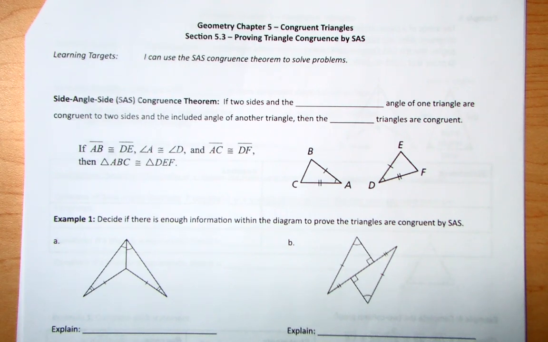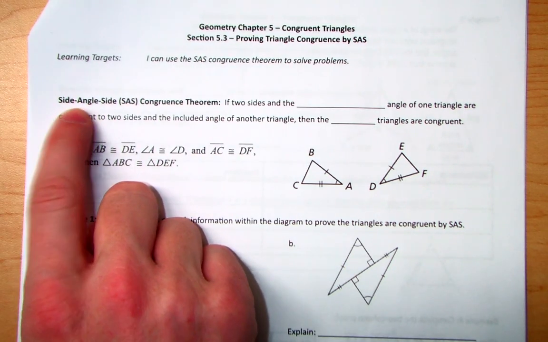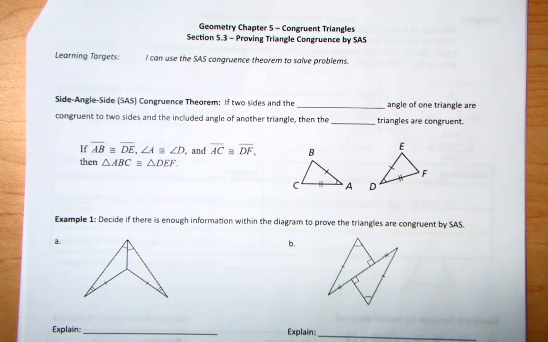Good morning, everybody. We are going to move on to the section 5.3 notes. This is on proving triangle congruence by SAS. SAS stands for side, angle, side. So we have the side, angle, side congruence theorem.